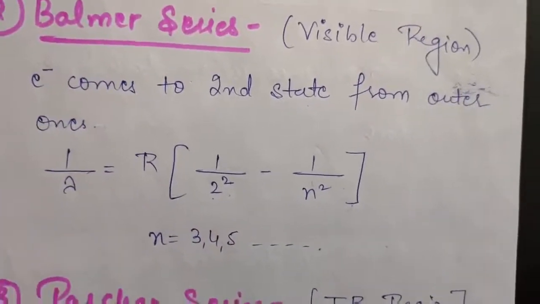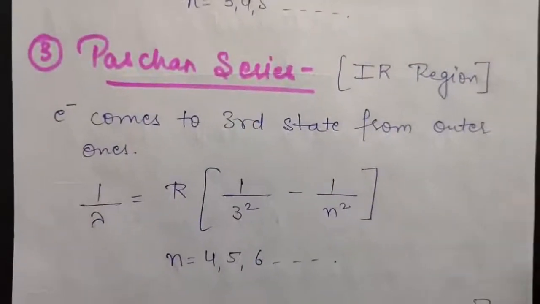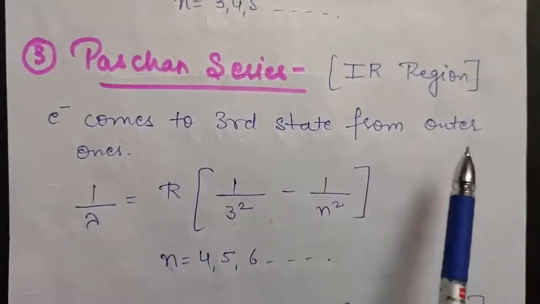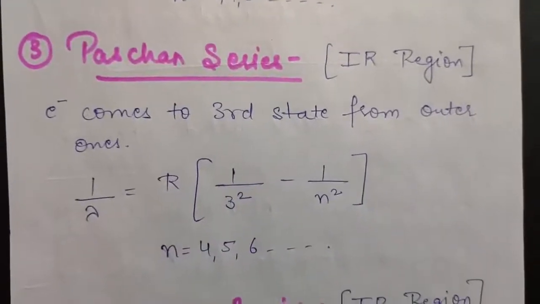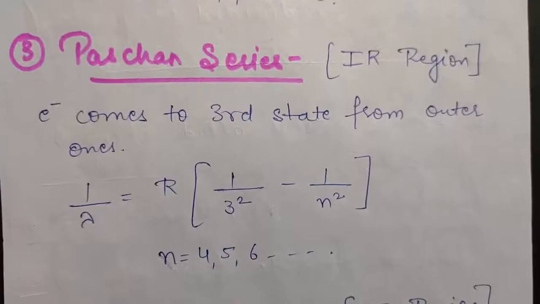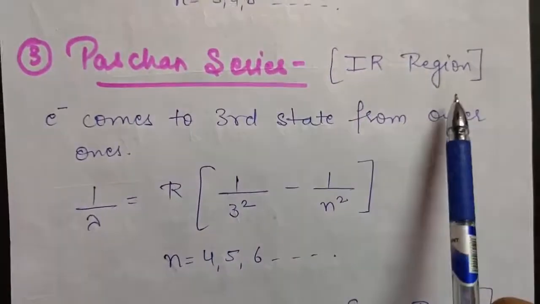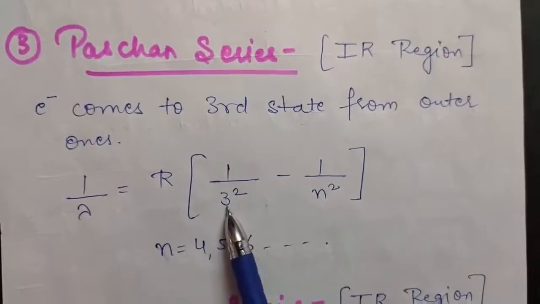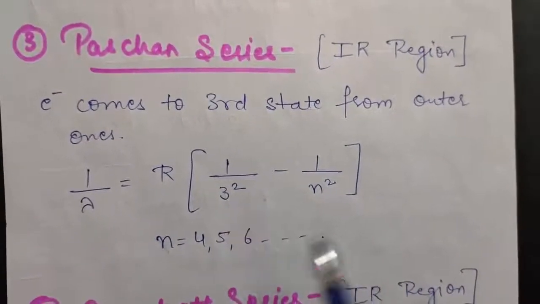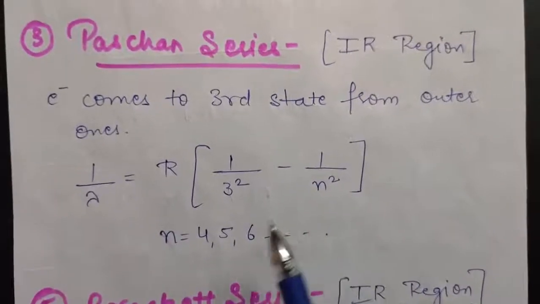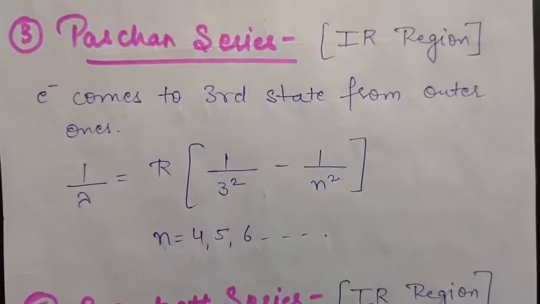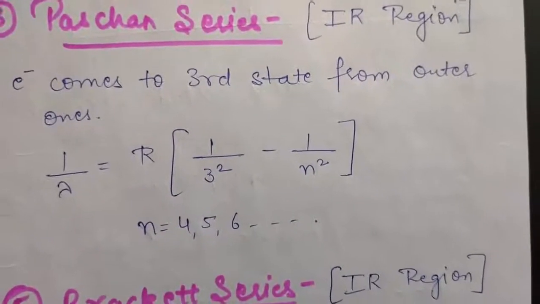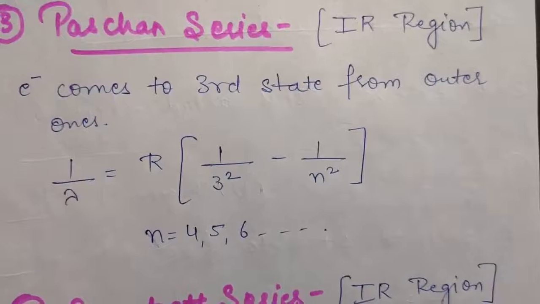Similarly, the third series was the Paschen series, and it was again said that when an electron comes to the third state from any other outer state, the wavelengths emitted will be in the Paschen series, and it was seen in the infrared region of the hydrogen atom. Again, the whole formula is the same, just here we will be putting 3, and obviously this n will vary from 4, 5, 6 and so on, because to come to 3 it has to come from some outer state, that is from either 4, 5, 6, 7, 8 etc.